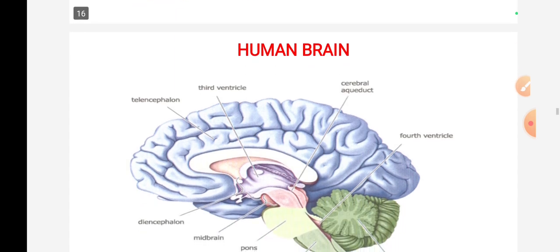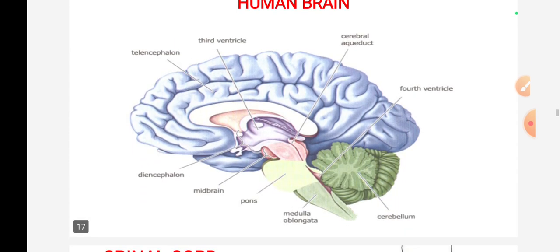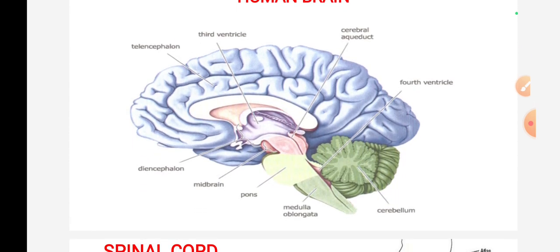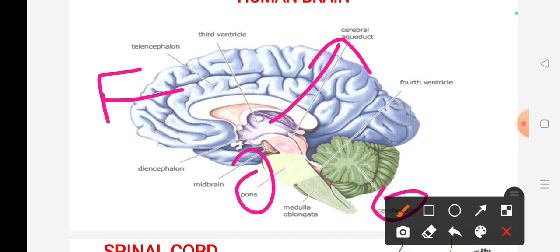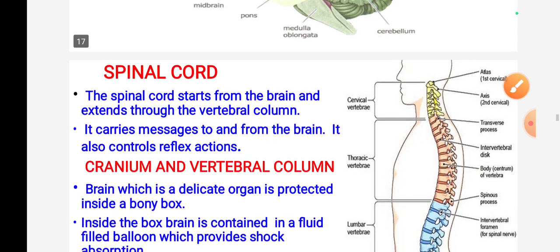Then the human brain, which we already studied: cerebellum, cerebrum, midbrain. This is the pons, medulla oblongata. The mid part of the brain is the midbrain. The CNS we divide into two parts, brain and spinal cord. Again, the brain is divided into two parts, cerebrum and diencephalon.